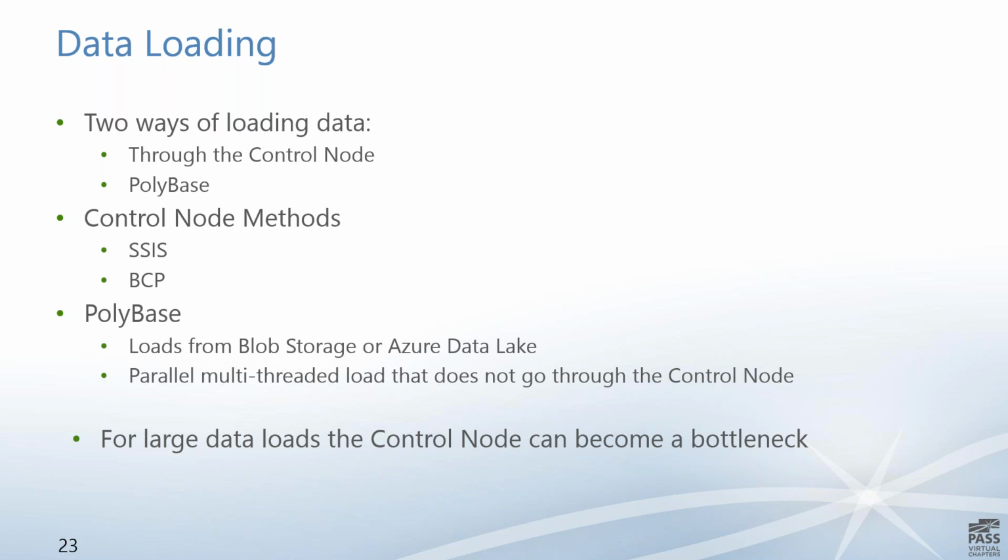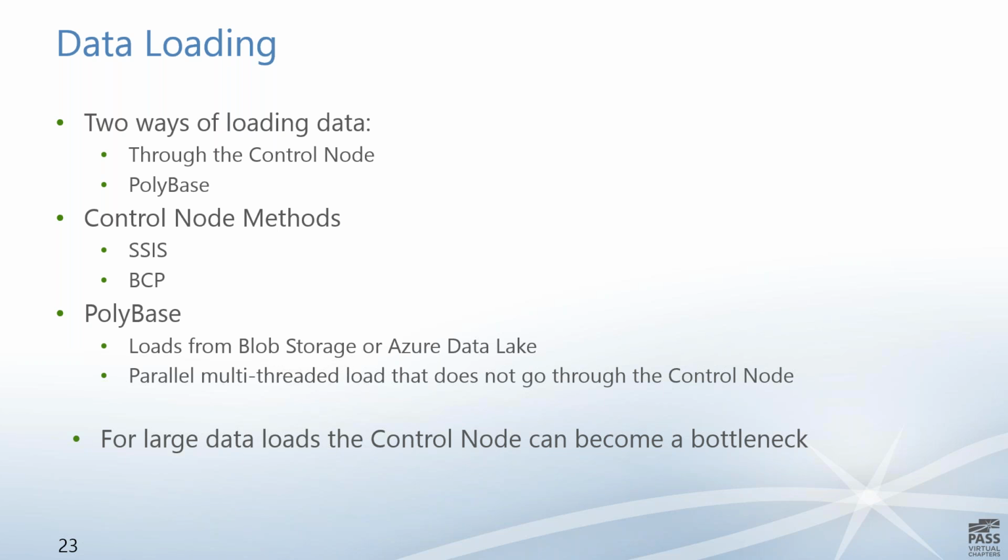So you would just connect to SSIS and create a target, and load your data through that. Or you can BCP: you connect to the control node and BCP your data in. What that does is flow all the data through the control node and then through the distribution layers underneath, right? Now Polybase can load from blob storage or Azure Data Lake storage. The difference is that it does a parallel multi-threaded load that does not go through the control node.